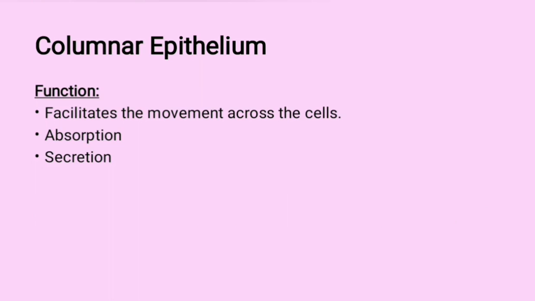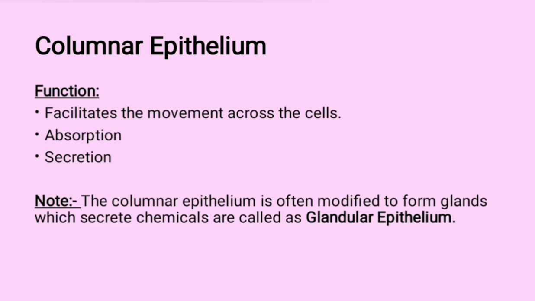I have told you that columnar epithelium tissue and glandular epithelium tissue are quite similar to each other. The only difference is that when columnar epithelium tissues are modified to form glands which secrete chemicals, then you can say these are glandular epithelium tissue. Both are the same. The only difference is that in simple columnar epithelium tissue, no secretion of chemicals takes place. But in the case of glandular epithelium, secretion of chemicals takes place, and then the columnar epithelium tissues get modified into glandular epithelium. The structure, function and everything is quite similar to each other.